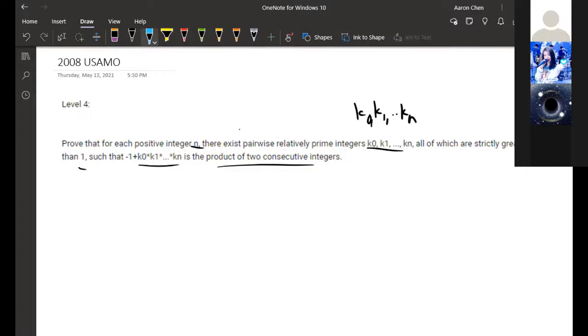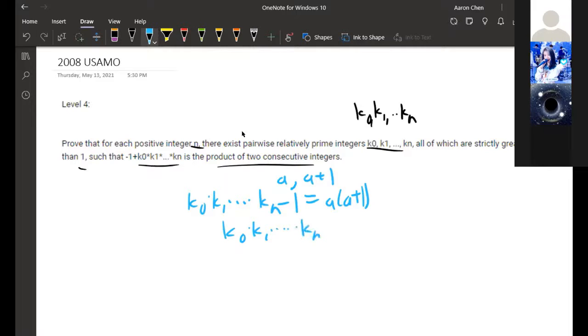Okay, so first of all, if we let the two consecutive integers be a and a plus 1, then we have that k0 times k1 to kn minus 1 is equal to a times a plus 1. And so that just gives that k0 times k1 all the way to kn is equal to a squared plus a plus 1. And so now we can proceed by induction.